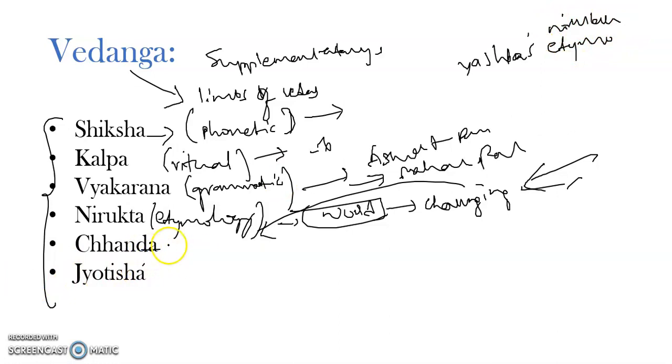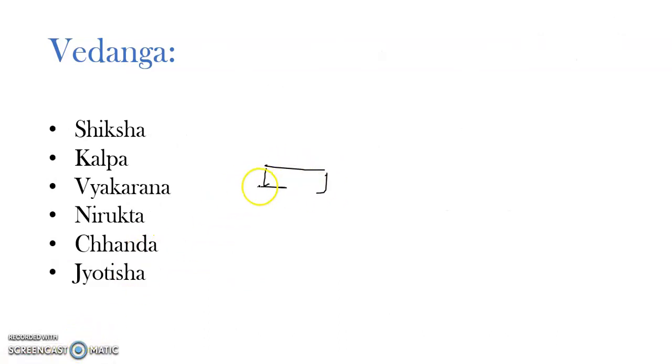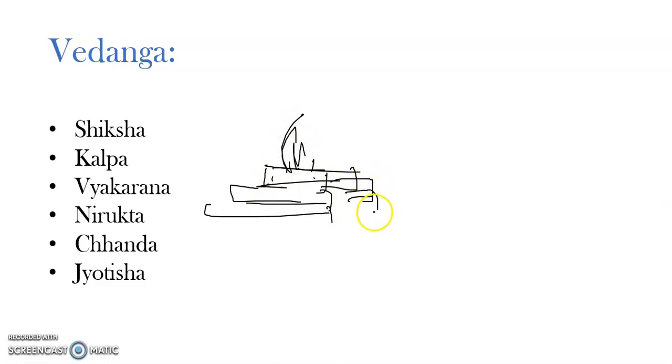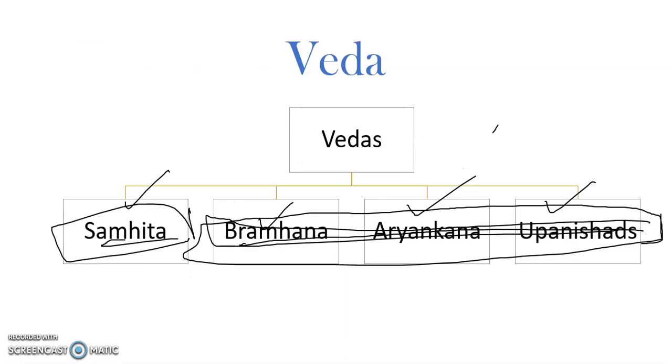Chandas is metrics. Metrics in the sense, we perform rituals in the home, yajnas, fire altars. The measurement of those fire altars and whatever measurement is required in performing the rituals, the discussion of it is called Chandas. Jyotisha is astrology. As you know what astrology means. These are the Vedangas. So this is what Vedas are.